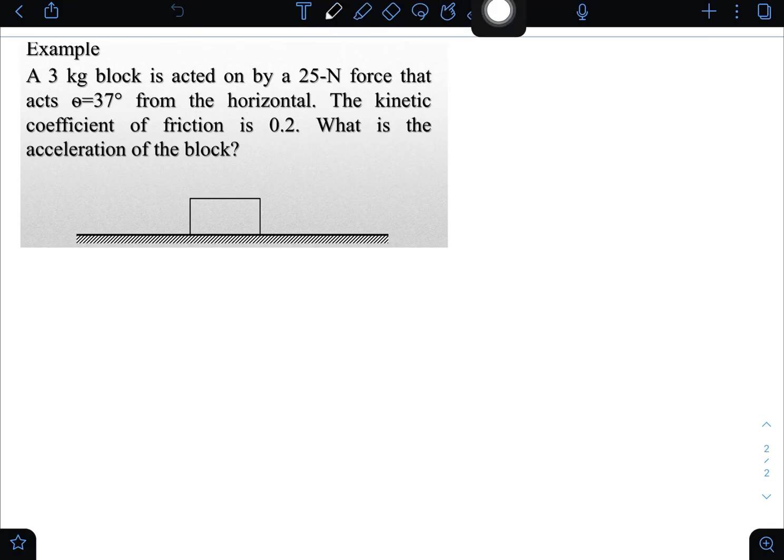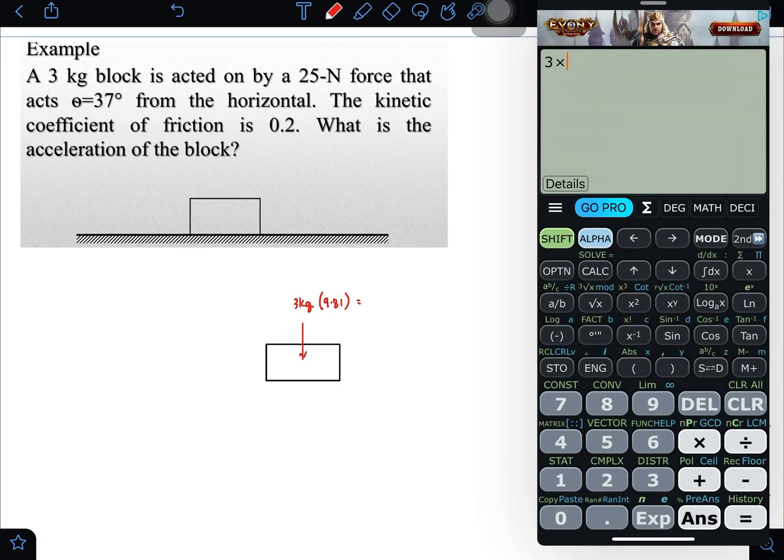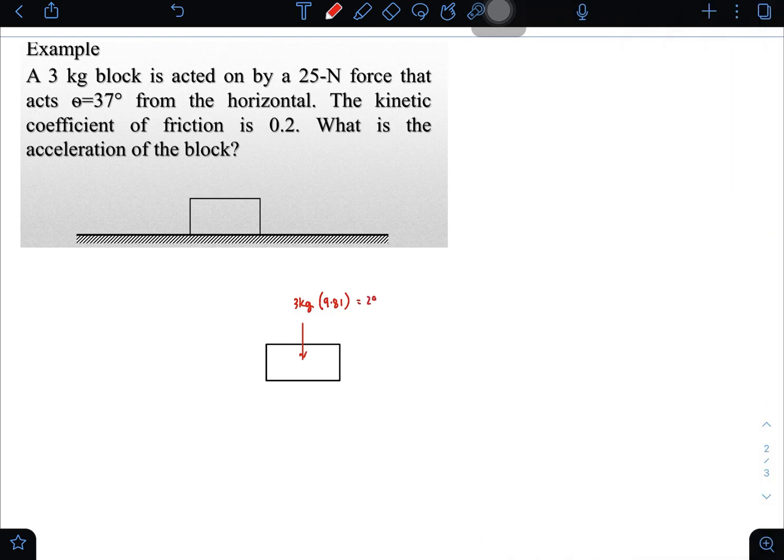Okay, first we're gonna draw the block here. So this is the free body diagram of the block. And the block, according to the problem, has a mass of 3 kilograms, and we're gonna multiply that with 9.81 so that it becomes newtons. So that's 3 times 9.81, that's 29.43. And we're gonna apply the 25 Newton force either left or right.